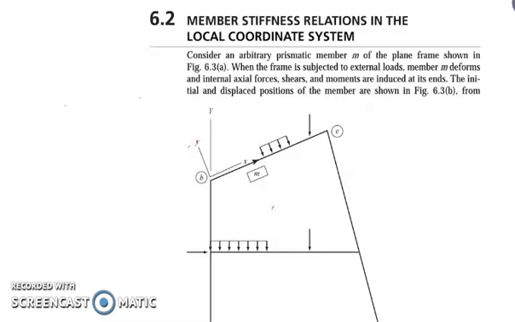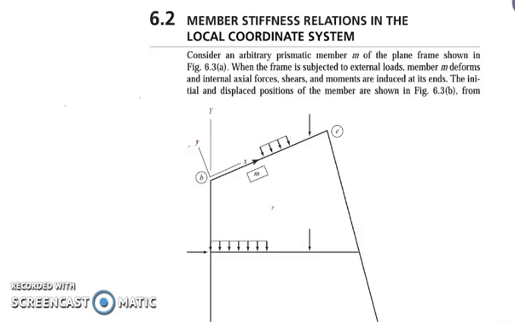Now we move on to member stiffness relations in the local coordinate system. We have to take note that when a plane frame is subjected to an external load, members deform and internal axial forces, shears, and moments are induced at its ends. Which means that for every plane frame subjected to an external load, each member will deform and internal forces, as well as shear and moment forces, are induced at its ends.